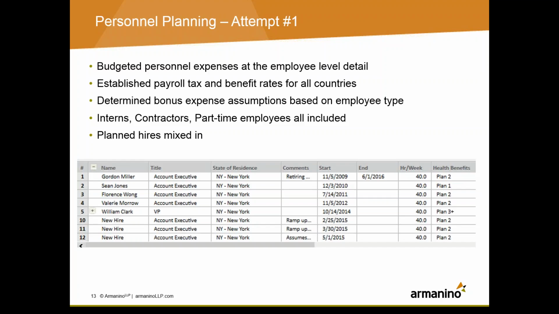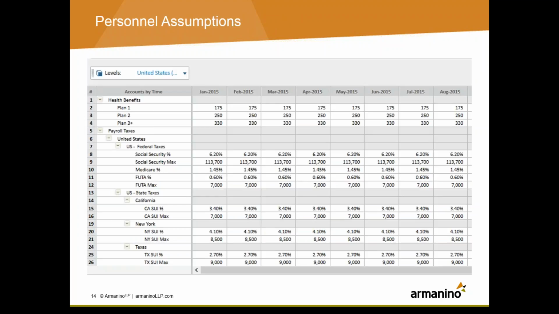We also were trying to come up with bonus expenses, and every person had completely different bonus plans. Even across different departments, there were different ways the bonuses were hitting, so that was pretty difficult. In this list, we also had interns, contractors, and part-time employees, and we had our budget managers adding in their planned hires. So this sheet had a lot going on, a lot of information, and I'm sure you guys can see where this is going to go.